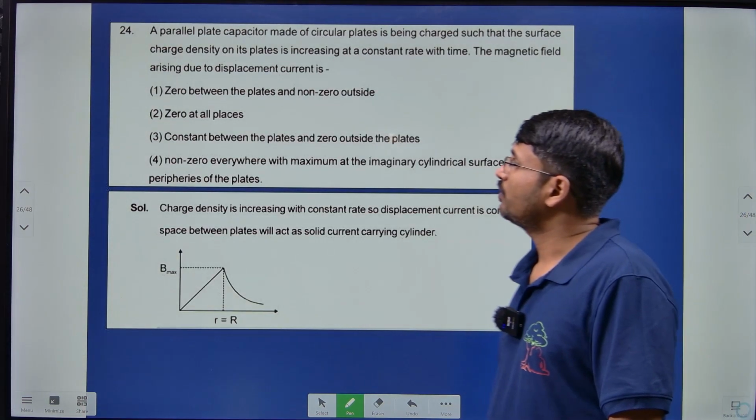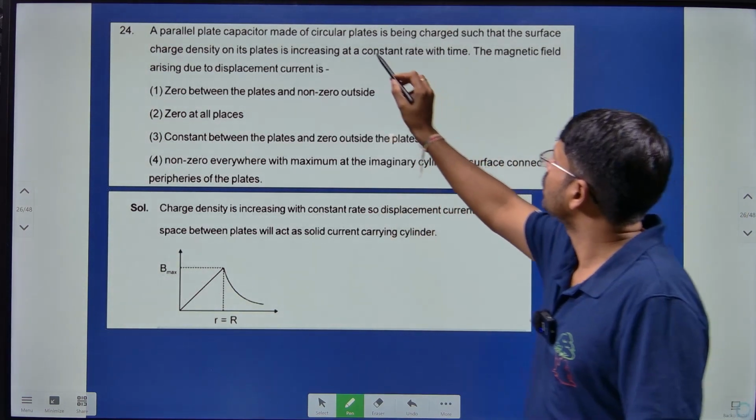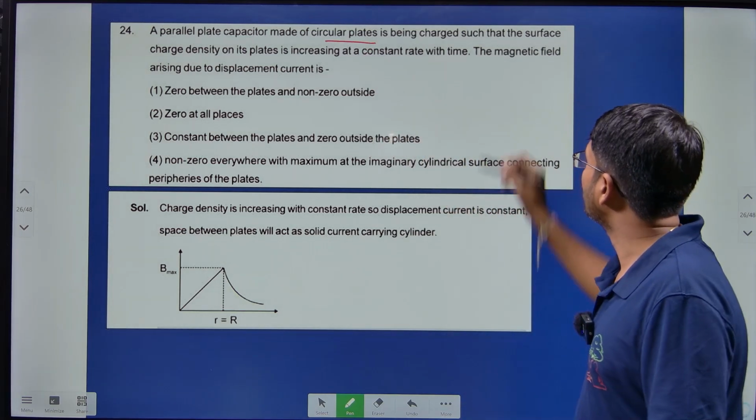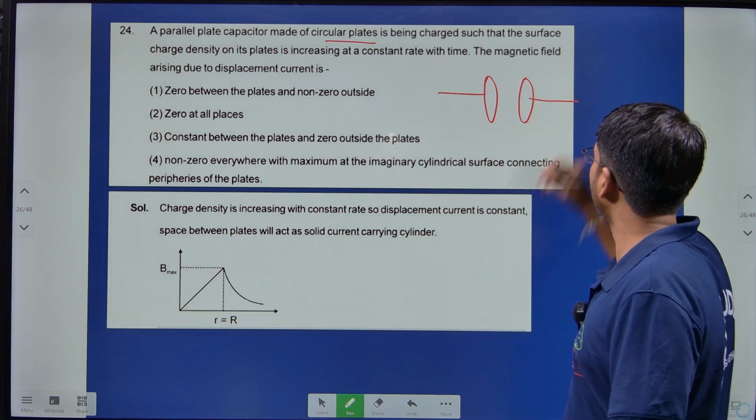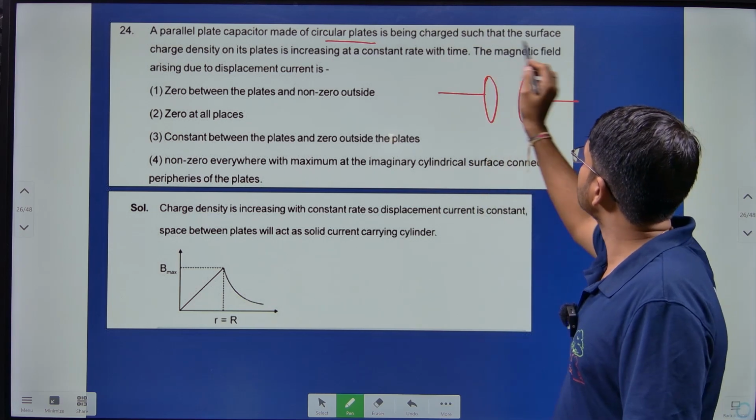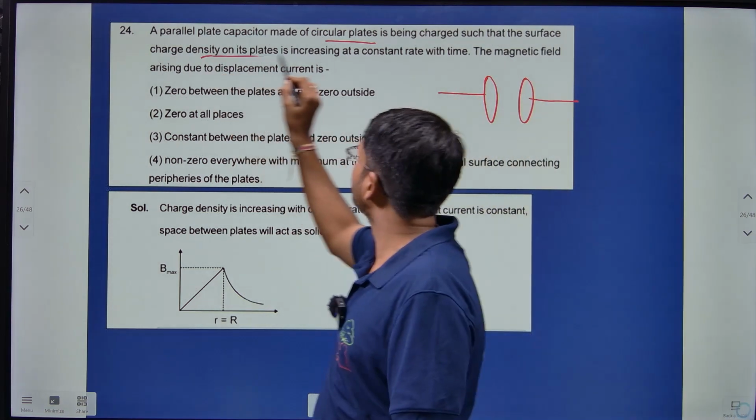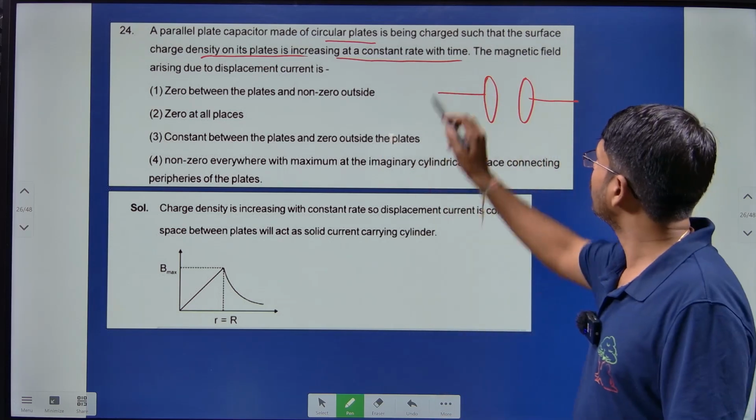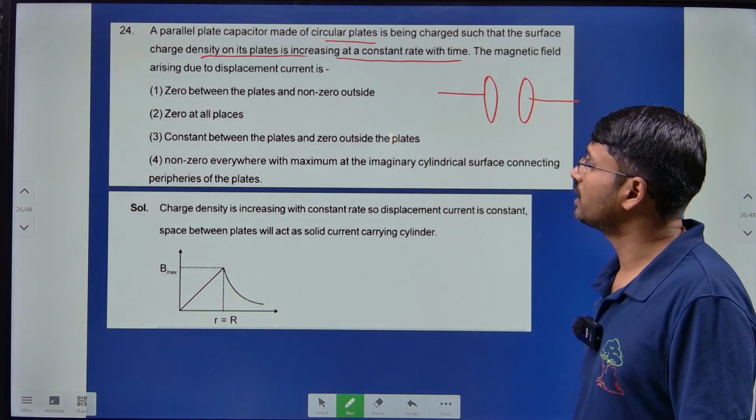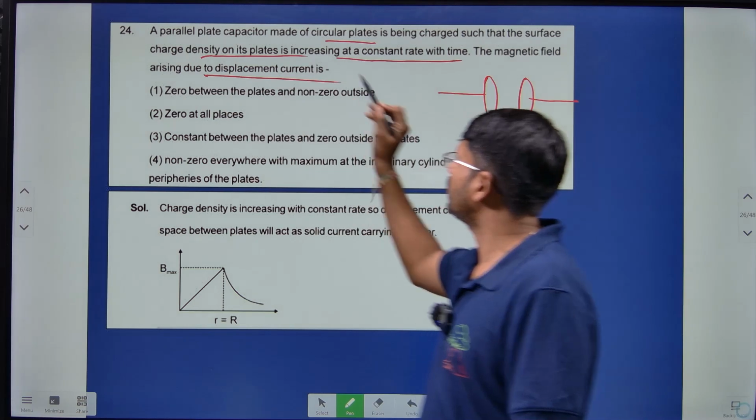Next one, a parallel plate capacitor made of circular plates is being charged such that surface density on its plates is increasing at a constant rate with time. Magnetic field arising due to the displacement current is. Okay, I'll just write something. Generally, we write in this way.